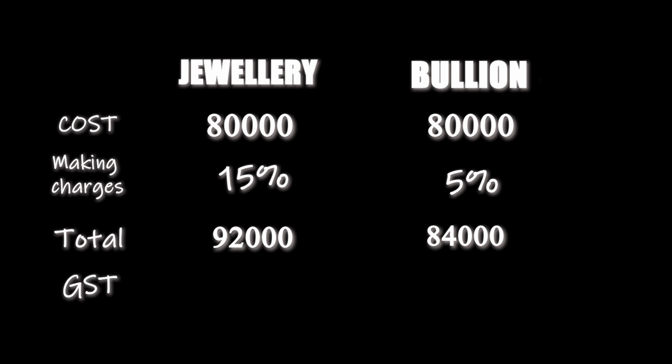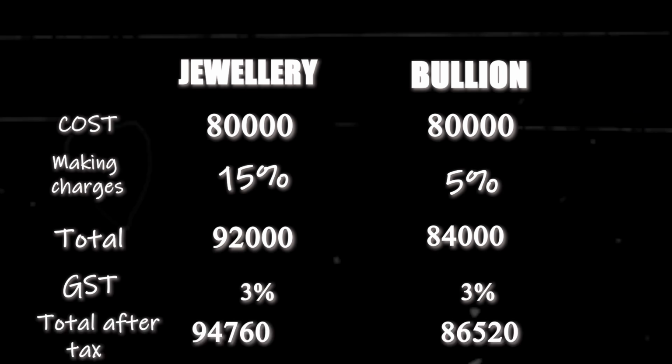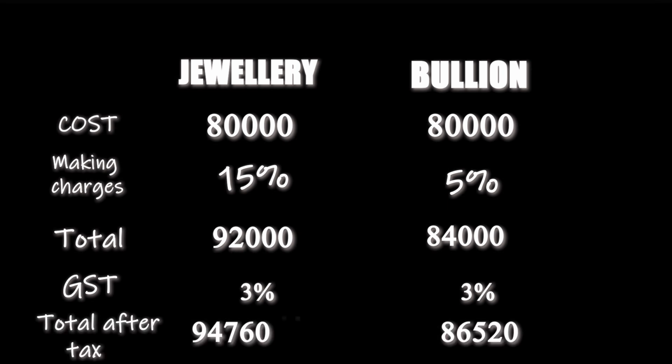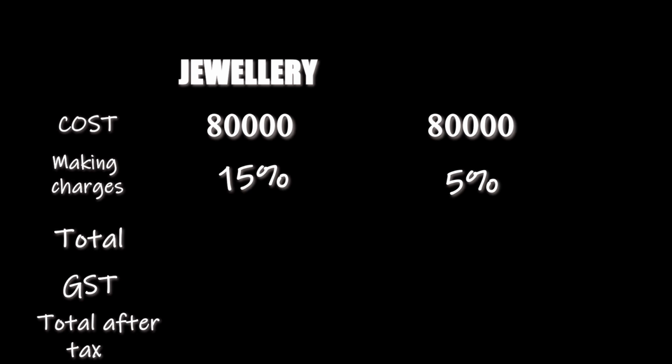And here comes the GST. GST would be around 3 percent for both of the items. After the tax, it will be around 94,760 rupees for the jewelry and 86,520 rupees for the bullions.